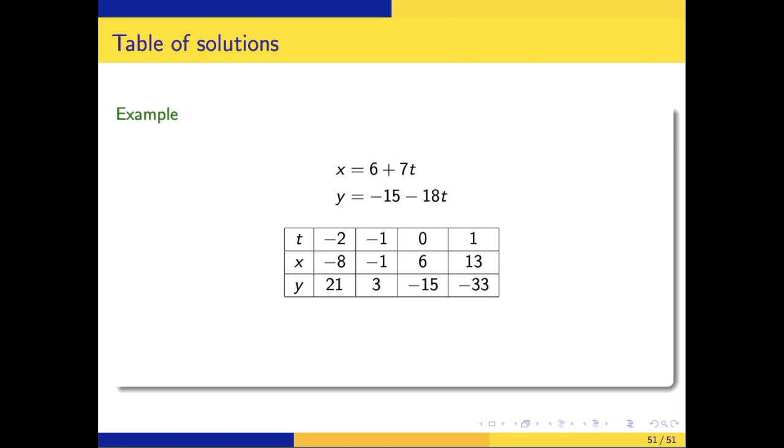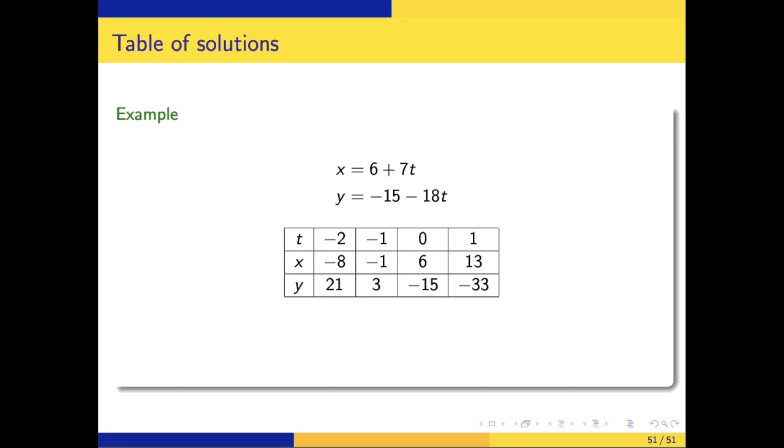This is the particular solution that we started out with, and when we take t equal to negative 1, we get x equal to negative 1 and y equal to 3. When t equals negative 2, we get x equal to negative 8 and y equal to 21. When t is 1, we get an x value of 13 and a y value of negative 33. And all these 4 pairs are solutions.